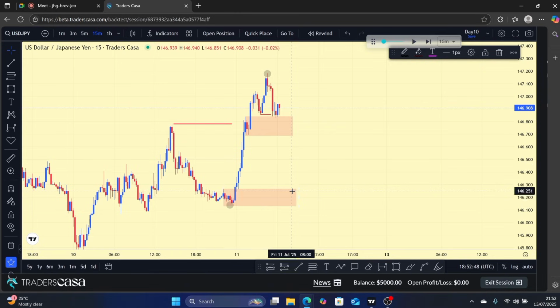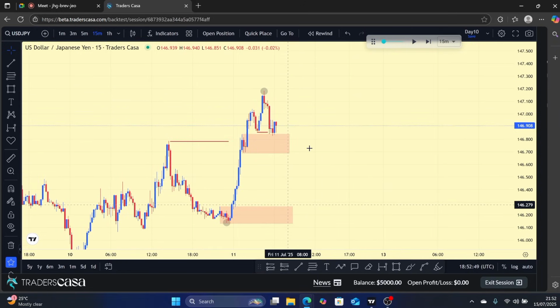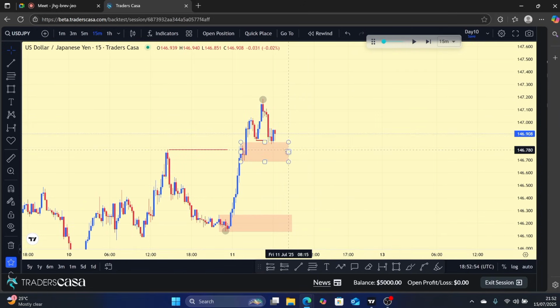And in this case we can clearly see that the decisional POI is already mitigated exactly right here. So price has already mitigated the decisional POI, and that is right after it failed the inducement. So right after it failed the inducement, it mitigated the decisional order flow. In this case now it's an order flow because that's what the trading range gave. So in this here, you can clearly see that's the order flow.